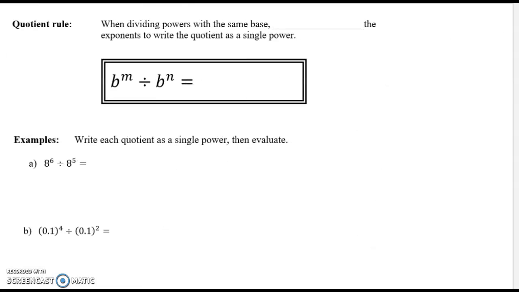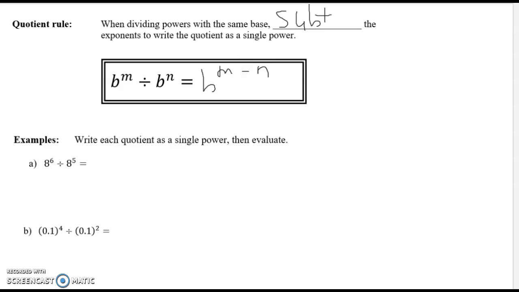So the little rule that we have: when dividing powers with the same base, we subtract. You can write the full words, it's just hard for me to fit it in. Subtract the exponents to write the quotient as a single power. So that would be b is our base, and it would be m minus n.